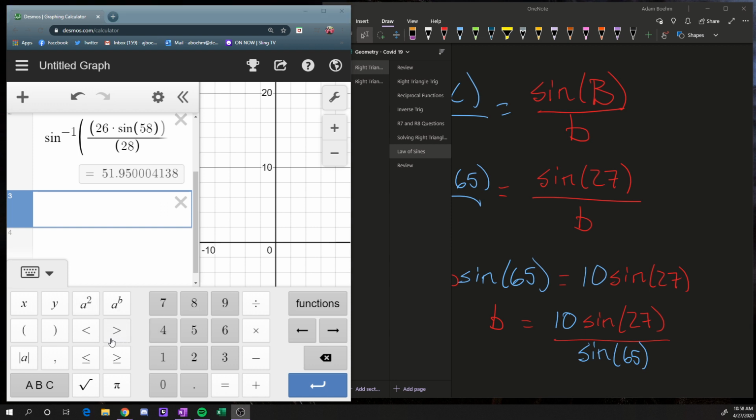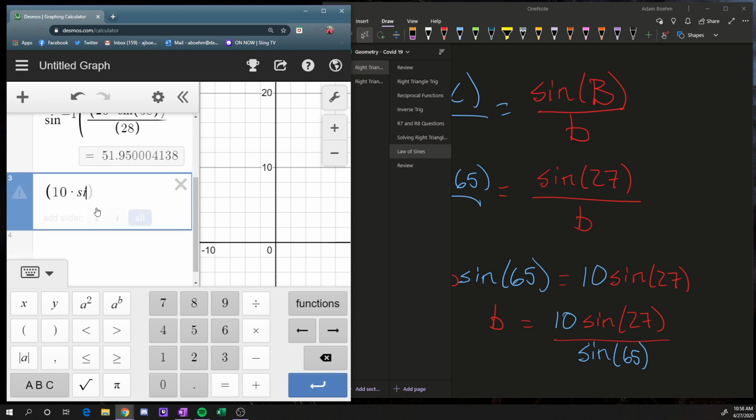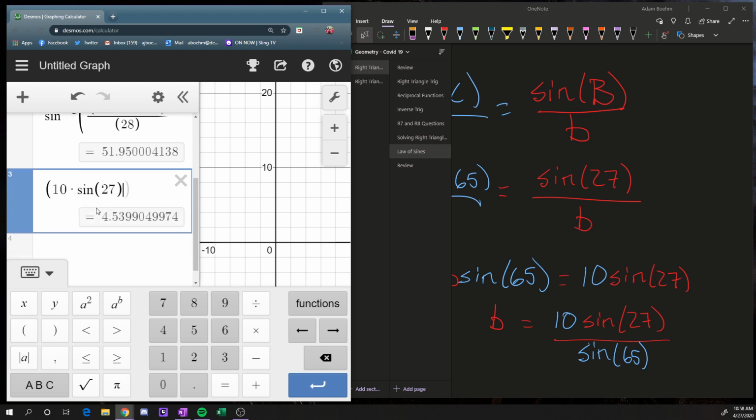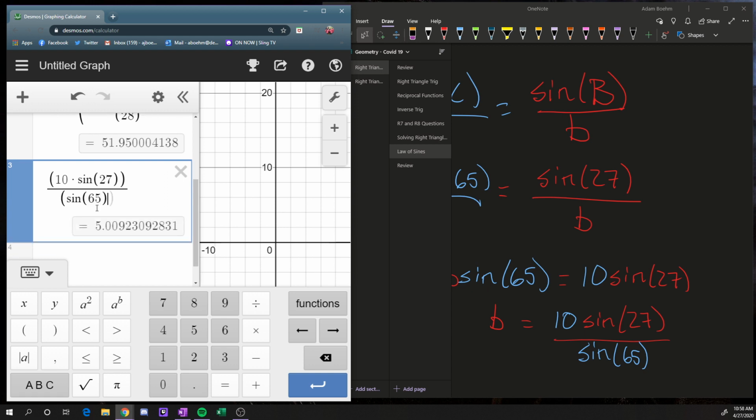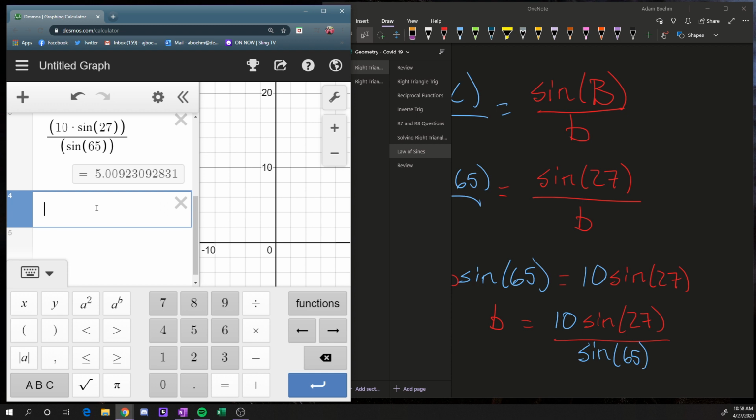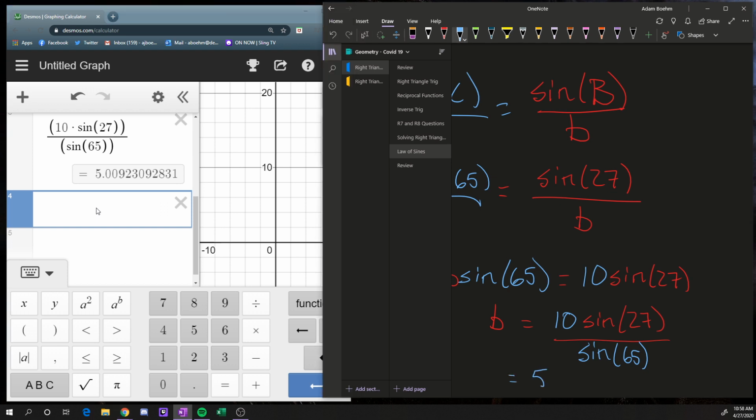Then we can type that into a calculator. So we want 10 times sine of 27 divided by sine of 65. And we end up getting 5.009. Again, this says round to the nearest tenth. So you just get 5, which is that side length B.